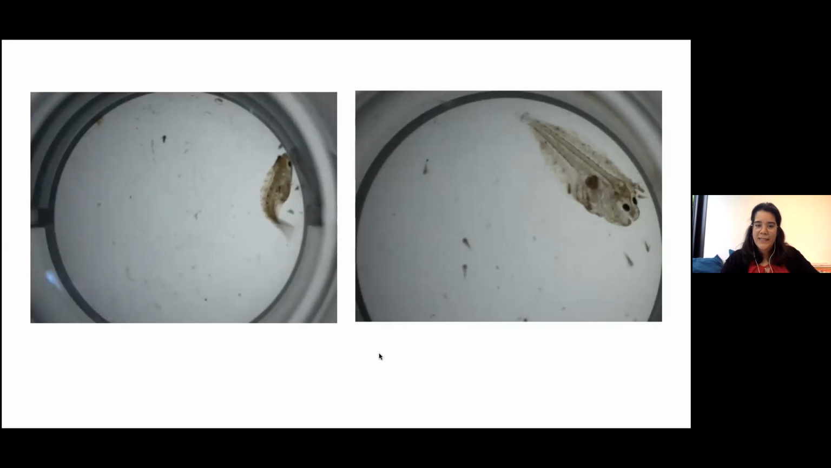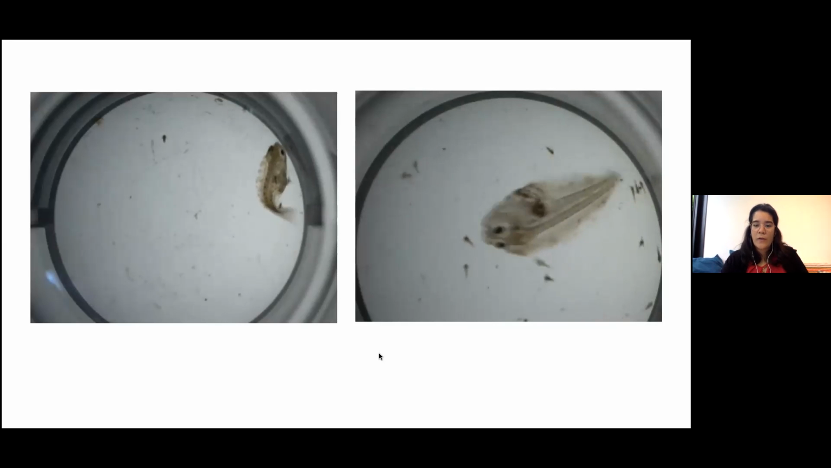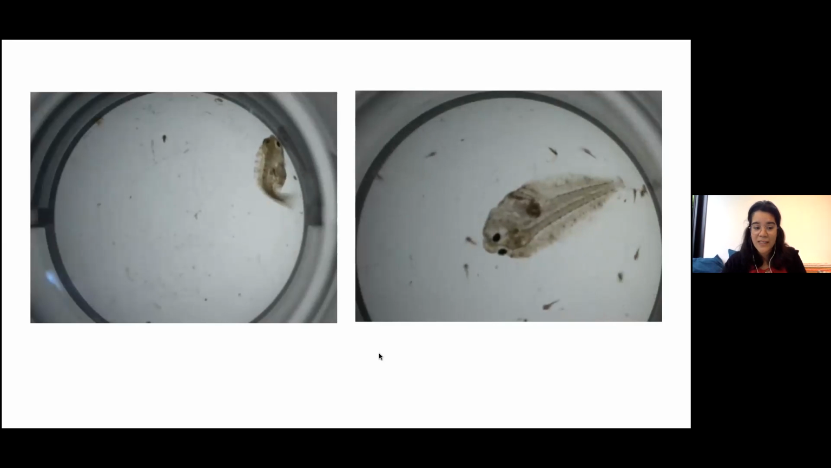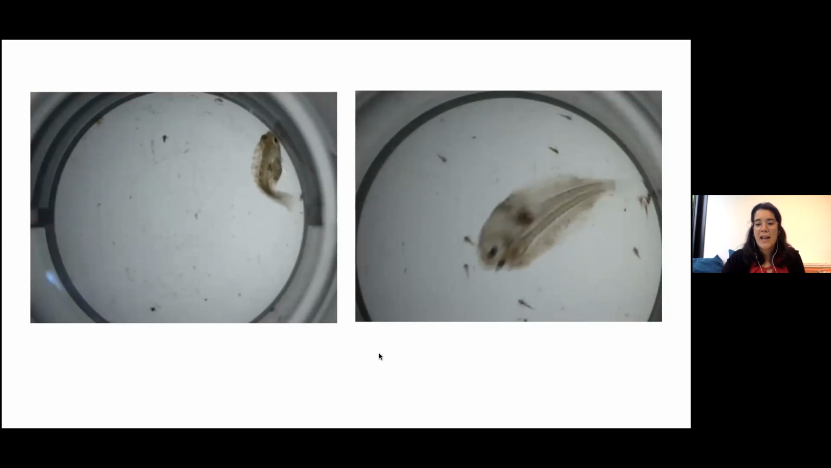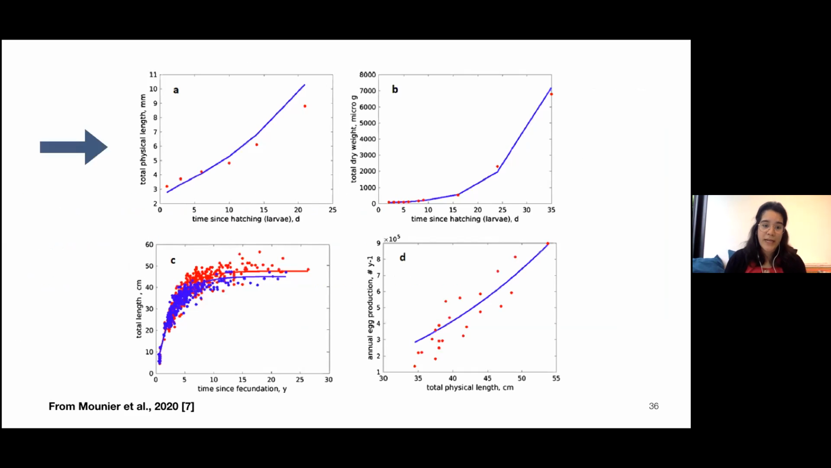So the data we got from this experiment was really rare. We didn't have this in the literature. And that allowed me to collaborate with Florence Munier, who was also working on a DEB model for this species, but her focus was more on bioaccumulation. So I gave her my data, and we worked together to calibrate the DEB model with the data she had from the literature and the data I produced.